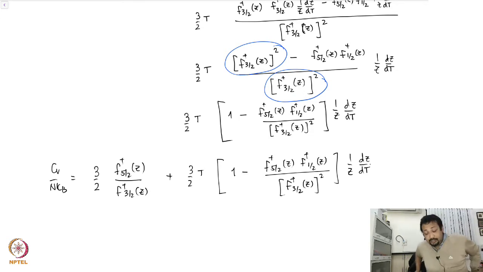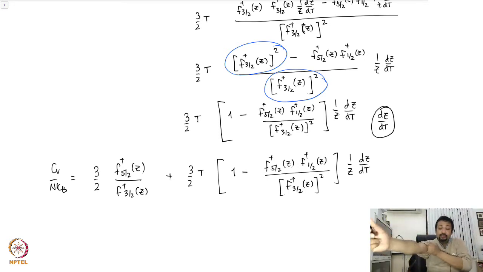Now it remains for us to determine this derivative dz/dT, and I note that this is not a very simple task. Why is that? Because z is equal to e to the power beta mu, and one can be tempted to just take the derivative of beta with respect to T and be done with it, but one has to also note that the chemical potential needs to be determined as a function of T. So this is a very complicated, non-trivial task, but we can simplify this.